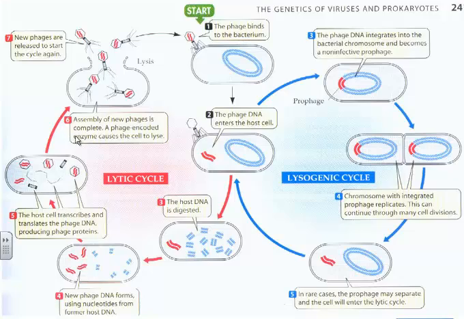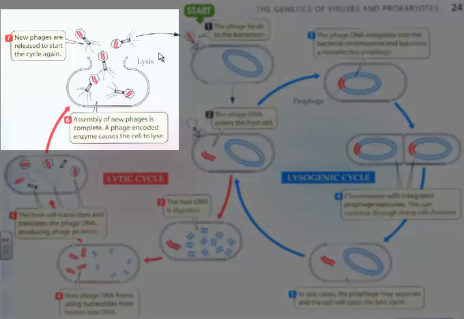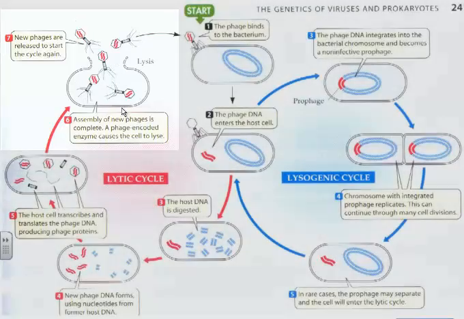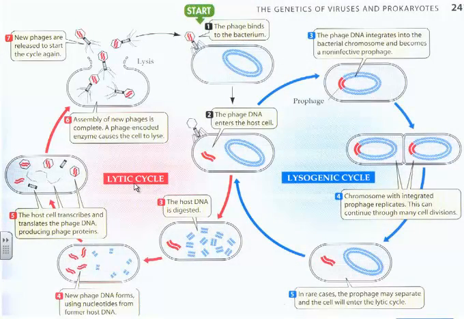It just keeps assembling new viruses until finally this process right here called lysis starts, where the viruses just burst out of the cell, killing the host cell. What's important to know about the lytic cycle is that the host cell right here dies. Okay, so that's about it. That's the lytic cycle viruses go through.